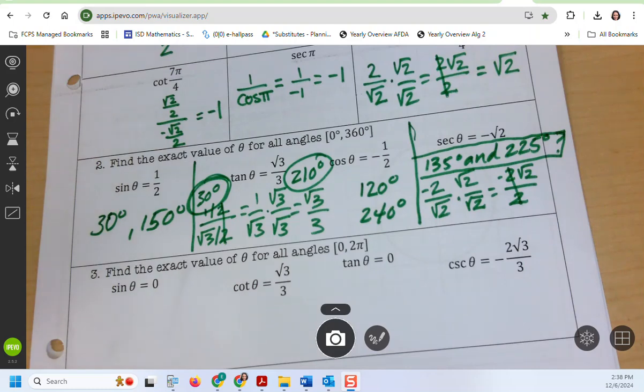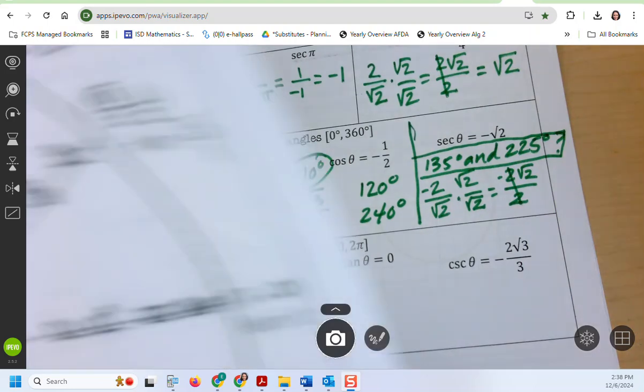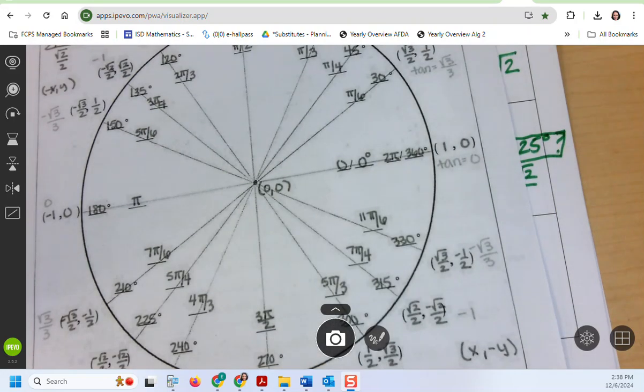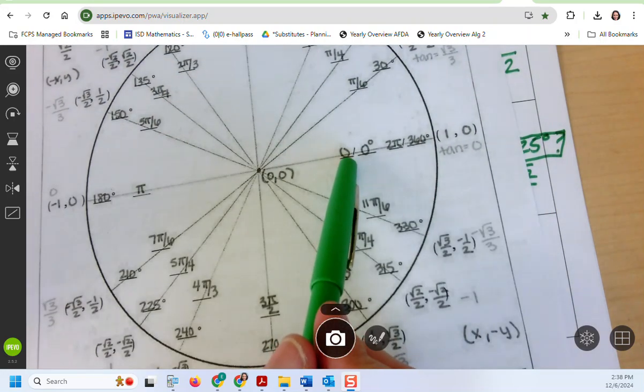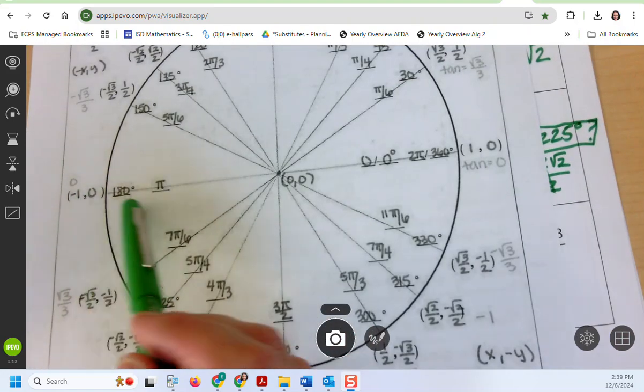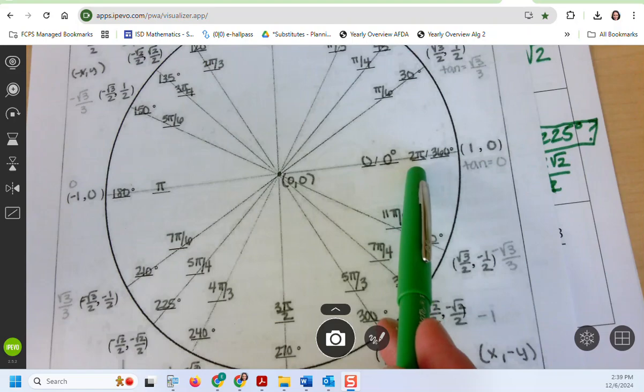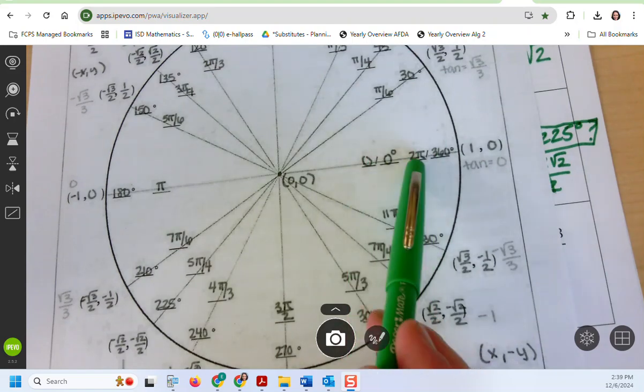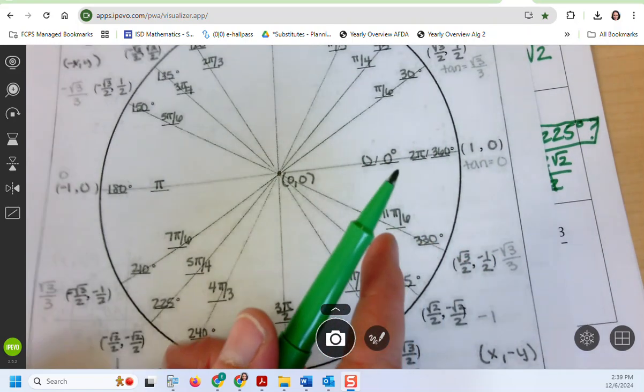All right, number 3, you're doing the same thing, but we're going to just name the angles and their radian measurements. So where the sine is 0, there were actually 3 answers. Did you find all 3 answers where the sine was 0? Look at your circle now. Where is the sine 0? Sine is the y value. So it could be 0 radians, or it could be what else? It could be pi radians, because it's 0 over here, or it could be 2 pi radians, right? 0 radians, 2 pi radians, or pi radians. They all have a y value of 0.